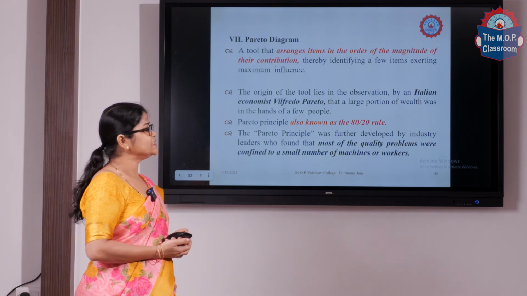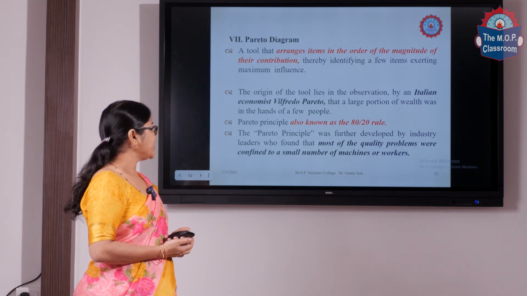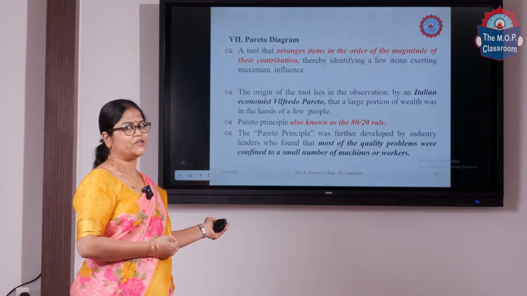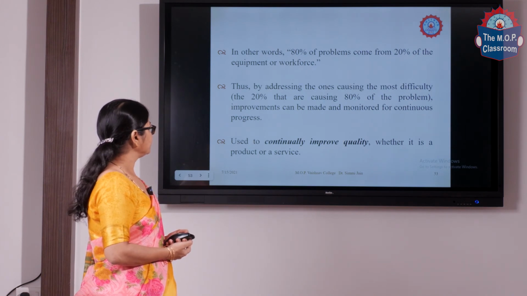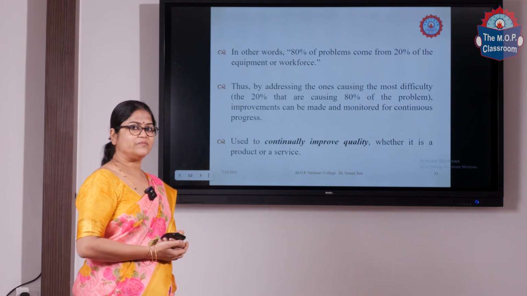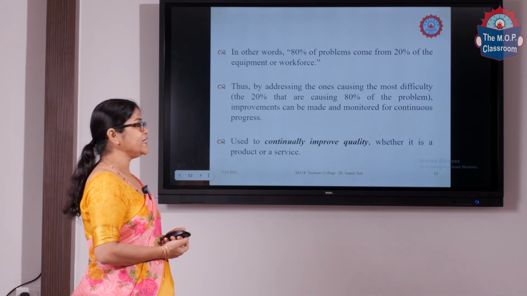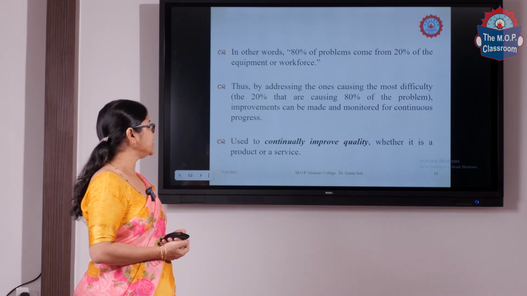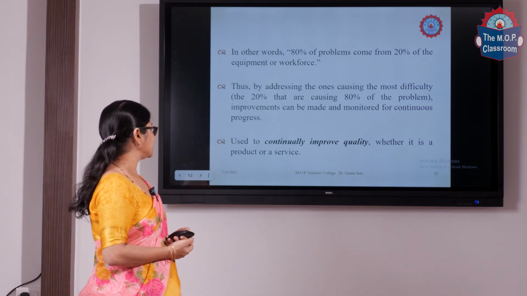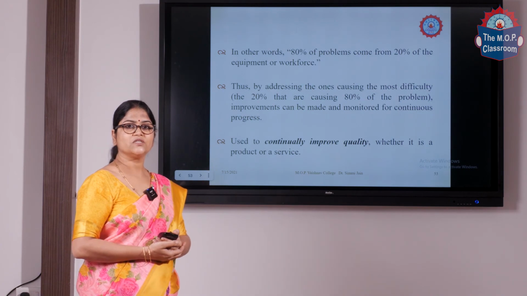The Pareto principle was further developed by industries who found that most of the quality problems are confined to a small number of machines or workers. In other words, 80% of the problems come from 20% of the equipment or workforce. Thus, by addressing the ones causing the most difficulty, that is the 20% that is causing 80% of the problems, improvements can be made and monitored for continuous progress. It is used to continually improve quality, whether for a product or service.